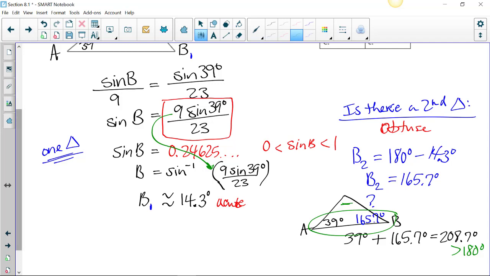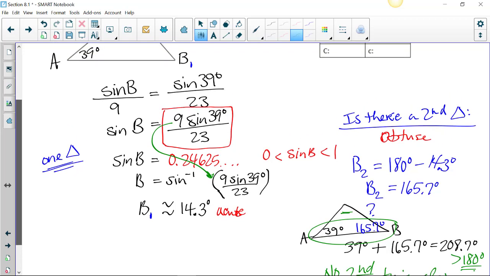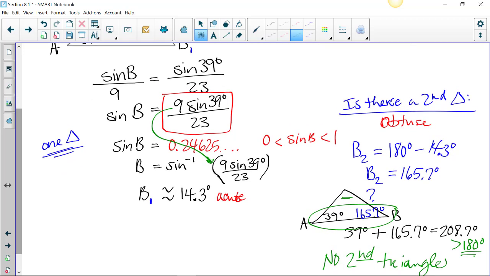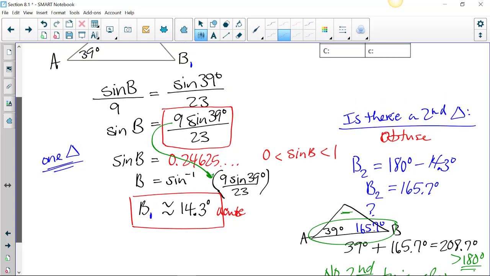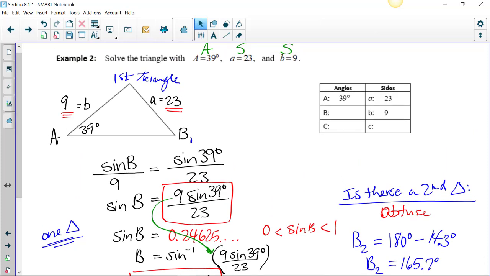So is it possible to have a second triangle with that obtuse angle in it? No. Because that's greater than 180, there is no second triangle. So I do have one triangle, but there is not a second triangle. So I would go ahead and continue to solve that triangle, and it's basically what you've been doing, so it's nothing new.